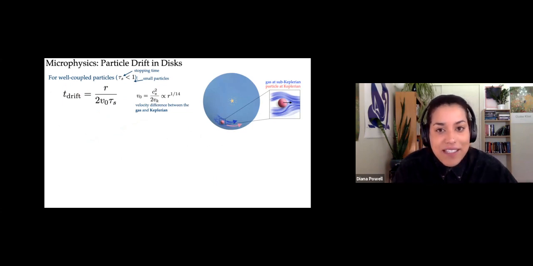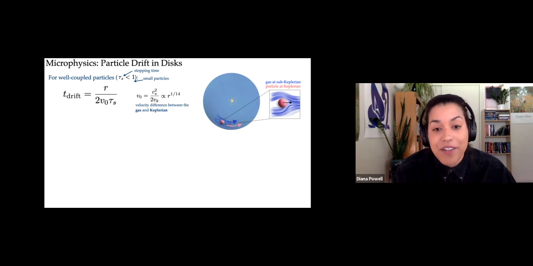So particles drift in disks because the gas feels an outward pressure gradient that causes particles to feel a drag that removes some of their angular momentum and causes them to drift inwards towards their host star. And so I'll take a little bit of time walking through this timescale since it will lead to the key equation for this portion of the talk.